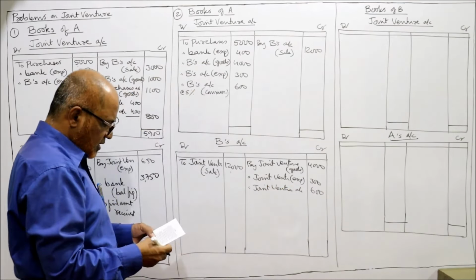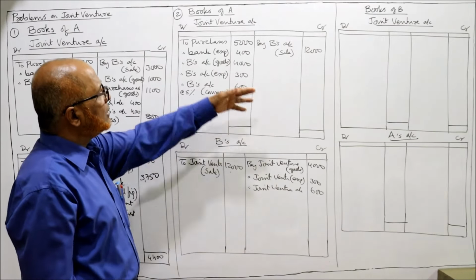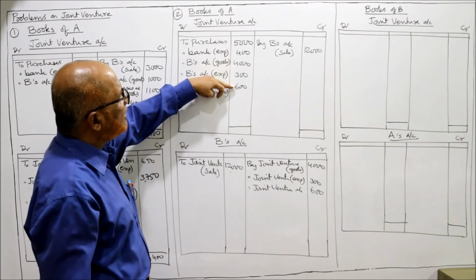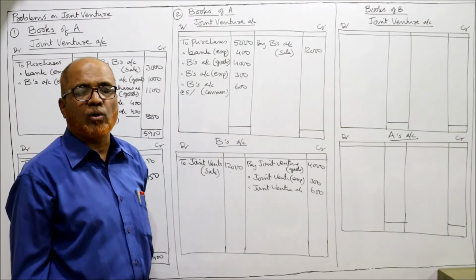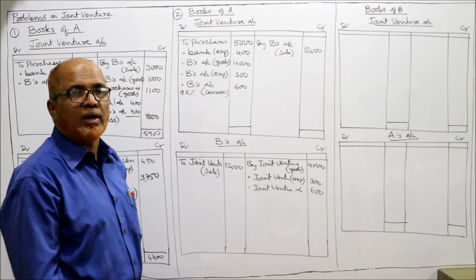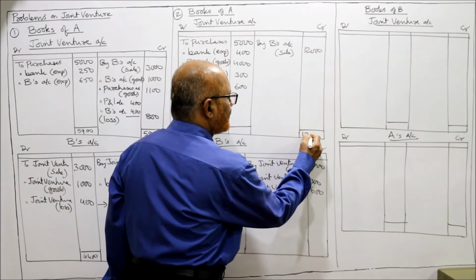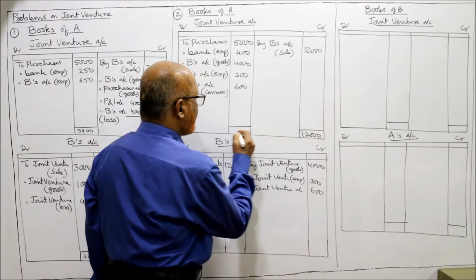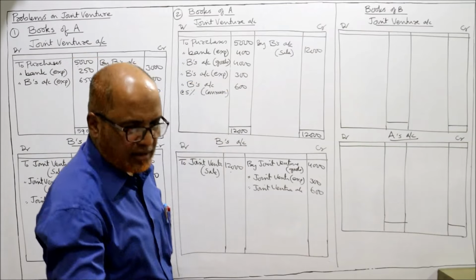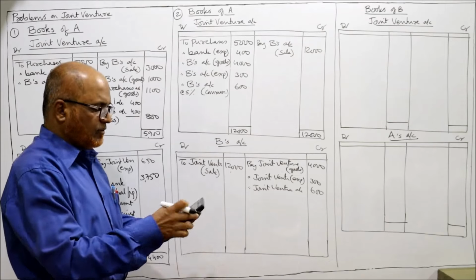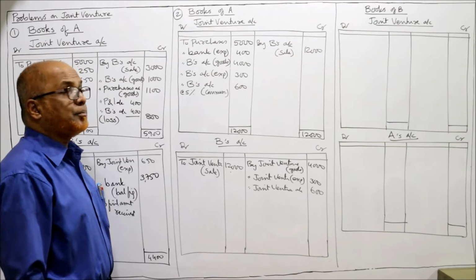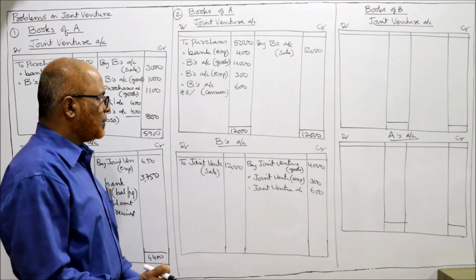Before that, first we have to find out what is the profit or loss on joint venture. Credit side 12,000. Debit side you can see 5 plus 4 is 9, 10,300. So debit side is less, credit side is more. So there is a profit on joint venture. From this 12,000, if you subtract 10,300, 1,700 rupees is the profit.